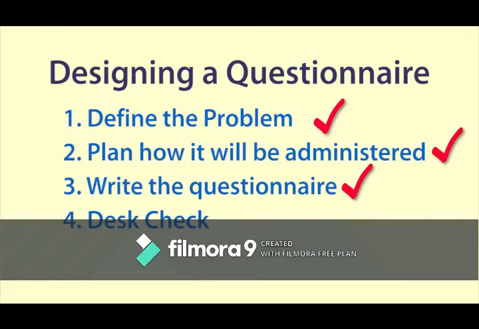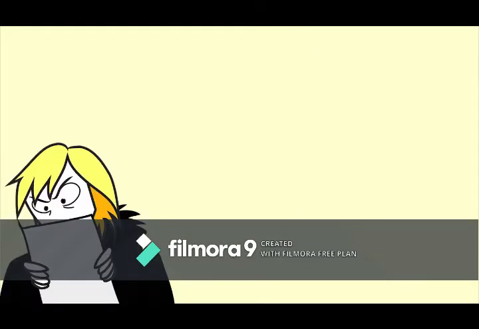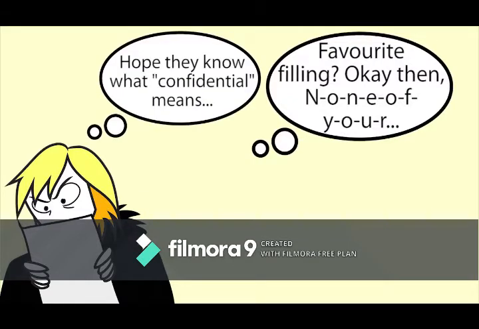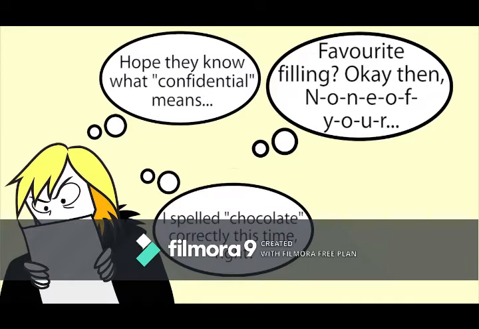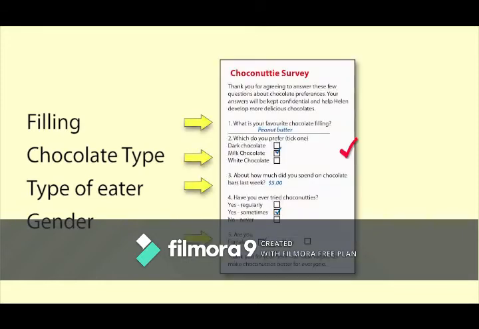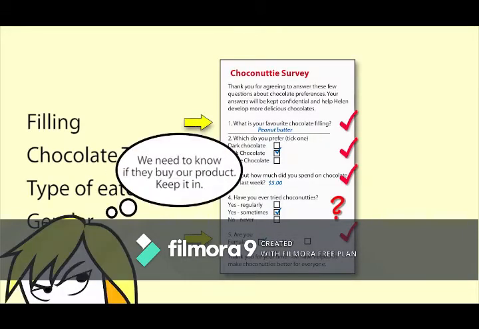Step 4. Desk check. Look at your questionnaire as if you were seeing it for the first time. Read the instructions and fill out the answers. See what could be confusing. Make sure your spelling and grammar are correct. Go through the list of things you wanted to find out and put ticks next to the questions that provide that data. Look closely at any questions with no tick and decide if they need to be in the questionnaire.